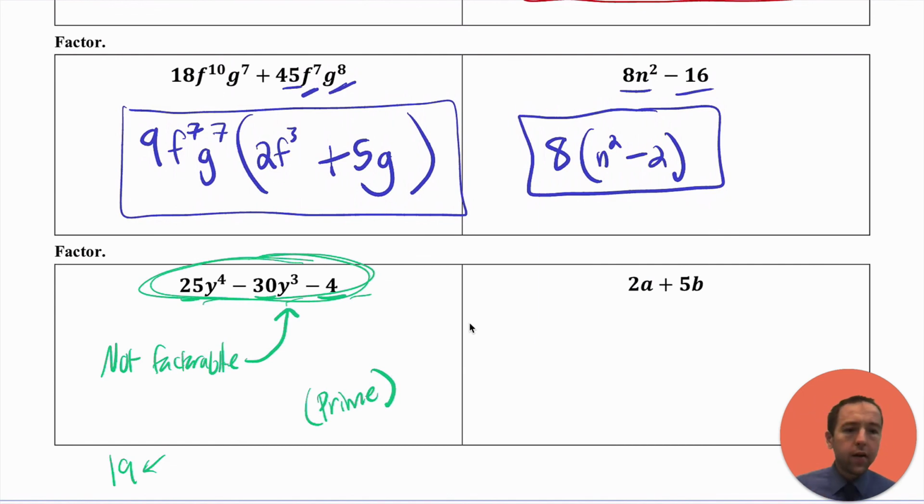The example right next door, the same sort of case is happening right here because 2 and 5 don't have any common factors and they've got different variables involved. So this guy right here, you're not able to factor it. So same conclusion, you could say that it's not factorable, or you could also just say that the expression itself is prime.